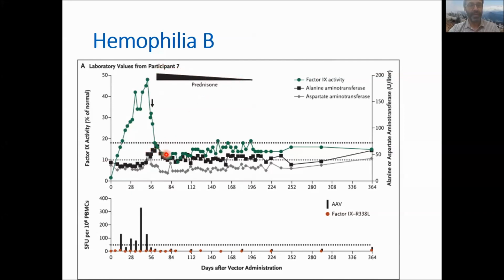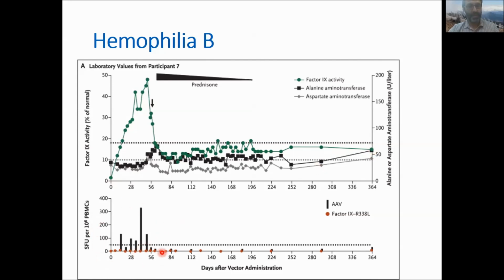ALT goes down nicely. And although the factor IX dropped, and this was probably, at least in part, due to loss of some of those liver cells making factor IX, factor IX remained elevated above baseline over the course of this 1-year study, where the patient started less than 2% and ended up close to 20% of normal.